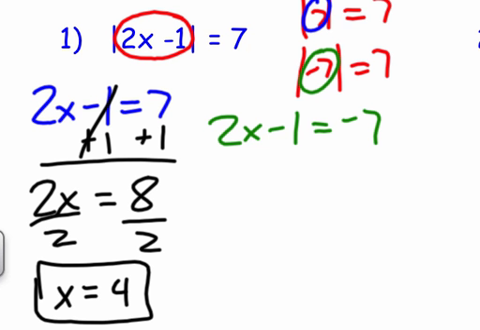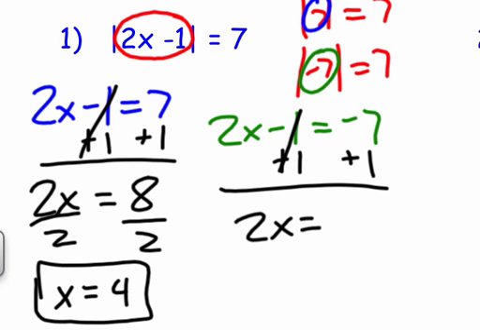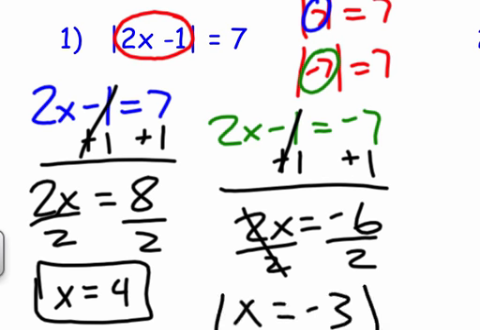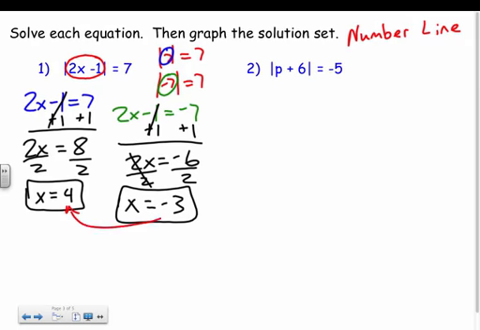So there's one answer, and then I do the other one. So I add 1 to both sides. 2x equals negative 6, divide by 2, and x equals negative 3. So I have two answers here, right? X equals 4, and it equals negative 3, right? If I plugged a 4 into our original equation, it would work. If I plugged a negative 3 into that original equation, it would work. And so now I graph my solution set.